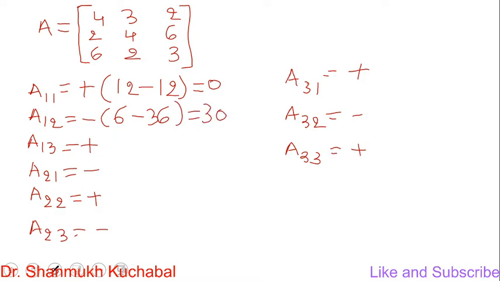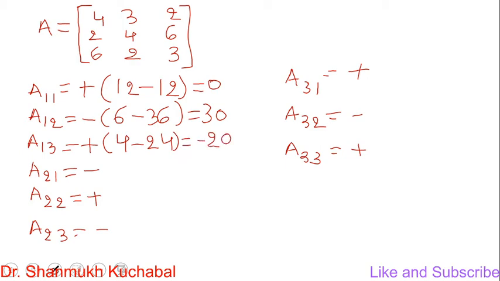Okay, further A13 we have to calculate. For A13 we observe that this is the element A13, the corresponding column and row we have to eliminate. So we get 2 into 2, 4 minus 6 into 4, it is 24. That we have to write over here. So we get this as 4 minus 24. So simplification is minus 20.